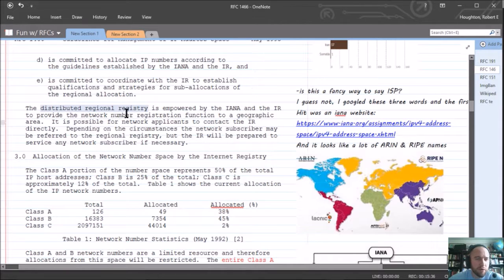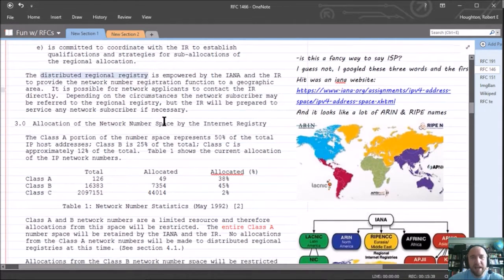The Distributed Regional Registry is empowered by the IANA and the IR to provide the network number registration function to a geographic area. It is possible for network applicants to contact the IR directly. Depending on the circumstances, the network subscriber may be referred to the regional registry, but the IR will be prepared to service any network subscriber if necessary.